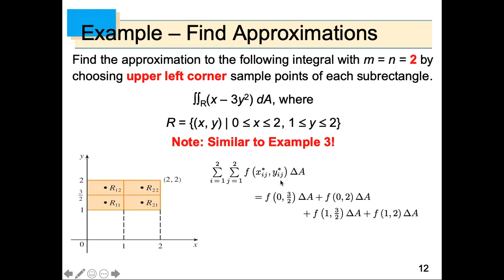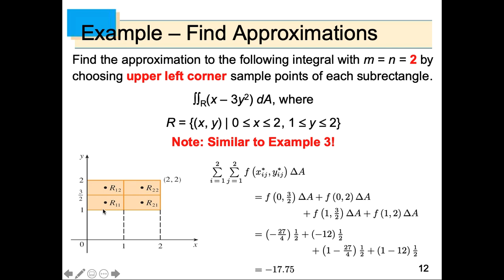What we're going to do is evaluate f, again, f being x minus 3y squared. We're going to plug each one of these points into the function that we're trying to integrate, and then multiply by the area of each of these rectangles. Now, as I reveal each one of those, negative 27 over 4 is exactly this first point right here. So (0, 3/2). Well, where is (0, 3/2)? (0, 3/2) is this first rectangle here, rectangle 1, 1.